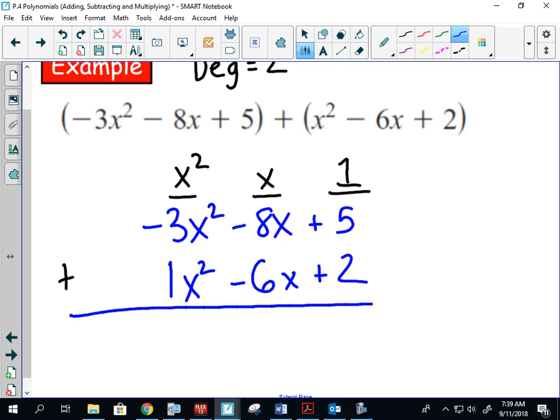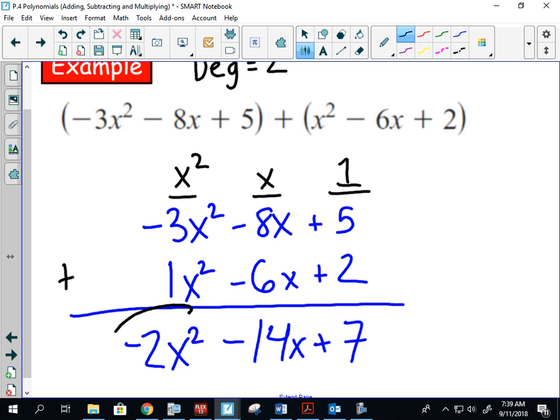Now all I do, same as what you were doing in grade school when you're adding decimals, is add my like terms, add my 1's. 5 plus 2 makes 7. Because it's positive, I'll put a plus. -8x minus 6x is minus 14x's. Last part, -3x squared plus 1x squared is -2x squared. And then I'm done. I can't add any more because they're not like terms. This is counting x squareds, x's, and number 1's, just like you wouldn't ever combine your numbers after you added your decimals. So there's the first one.